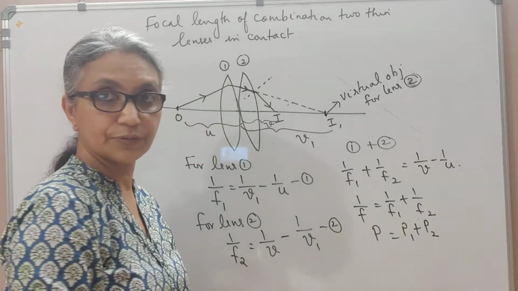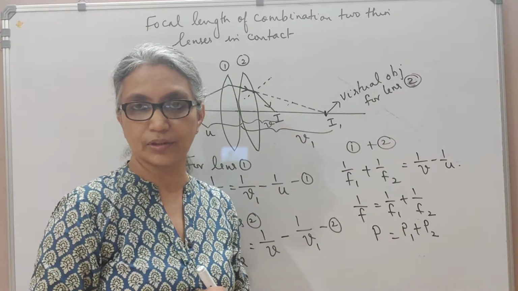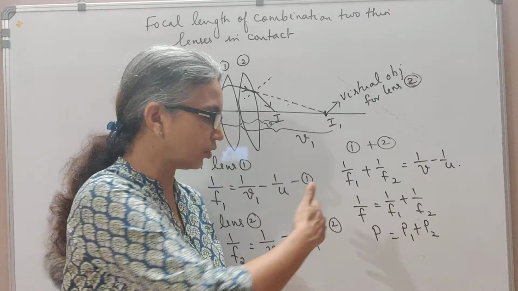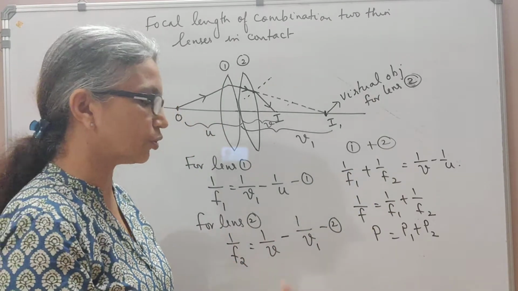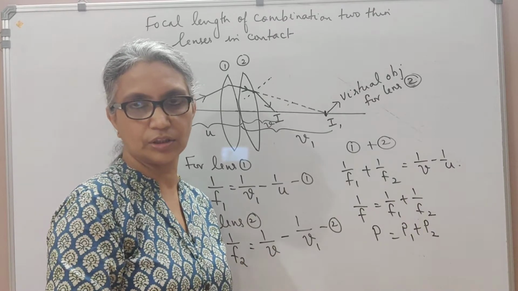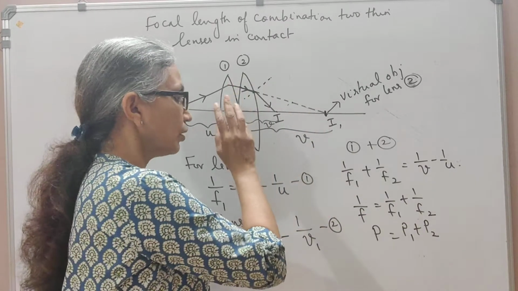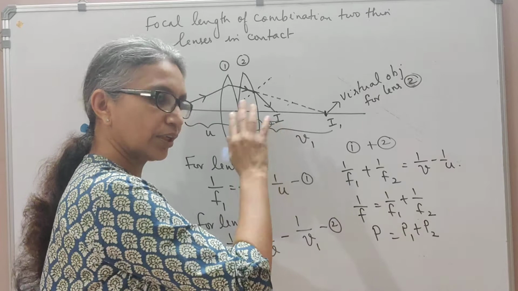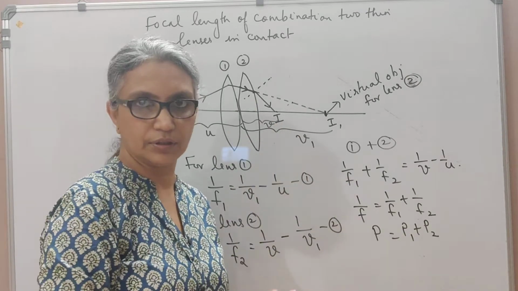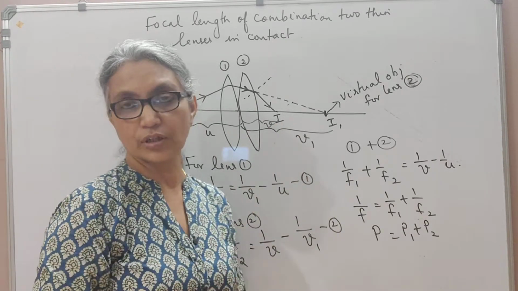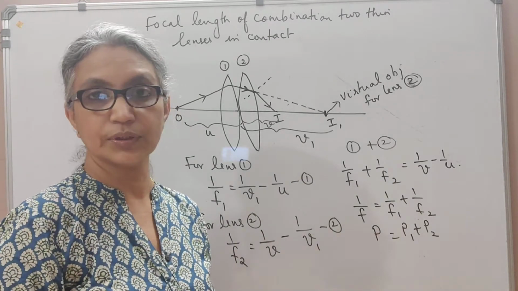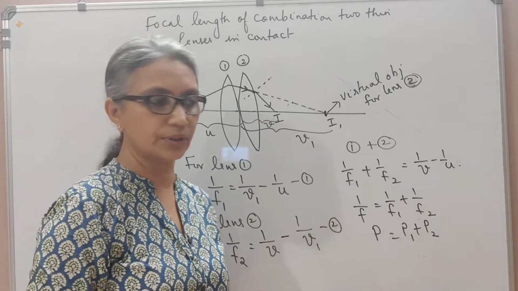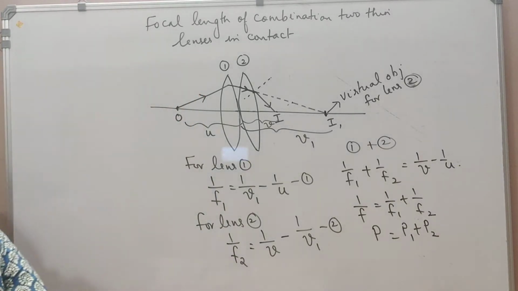Now we have derived this final formula for two thin lenses in contact, convex, but the same goes for any number of lenses. If you have 3, then p equal to p1 plus p2 plus p3 and so on. You can have all concave lenses, or you can have a combination of convex and concave, no problem. Only thing is, if it's a convex lens, you will take the focal length as positive. If it's a concave lens, you will take the focal length as negative. Okay. Now after this, we go on to the prism formula.